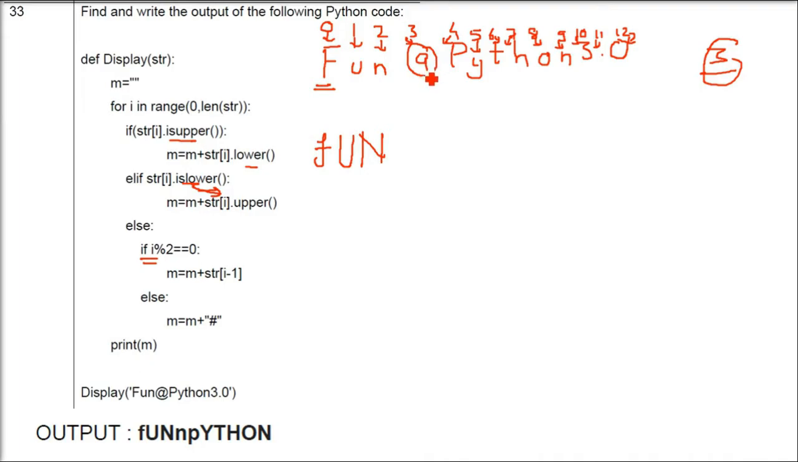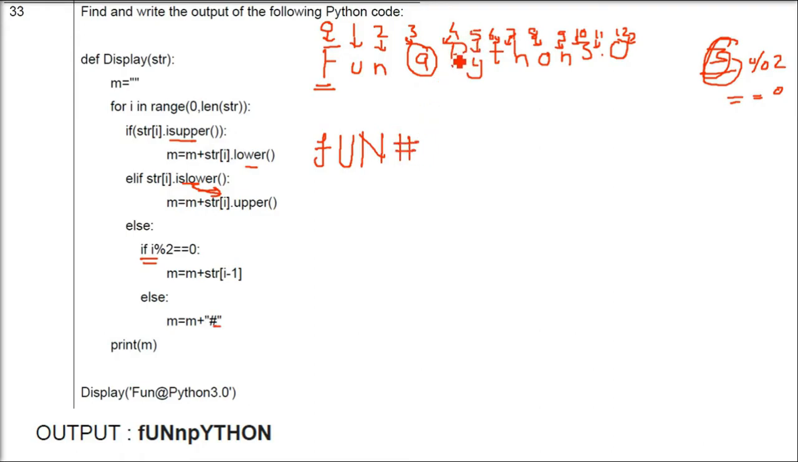I hope you got the idea. It's not a character. It's not an alphabet. So you have to go to the last else. In this, I modulo 2 is not equal to 0. 3 modulo 2 is not equal to 0 because it is an odd number. So you will not go to m equal to m plus str I minus 1. So you have to go to the hash part. Okay, that is not given in your solution. But what I suggest is that the actual solution will give you a hash. So I'll put a hash here because 3 modulo 2, it's an odd number.